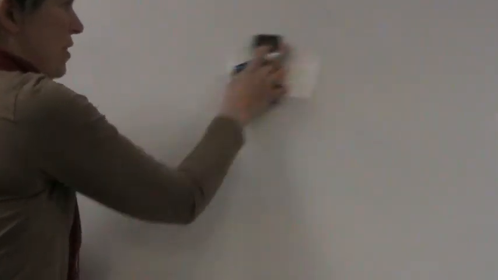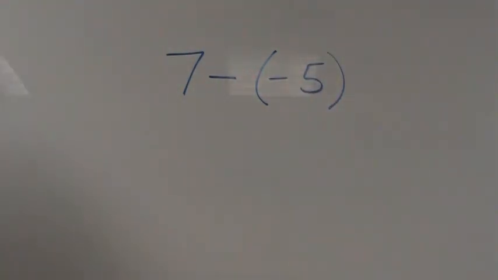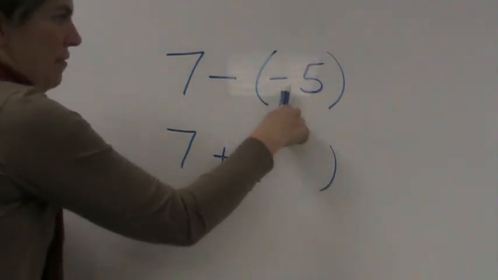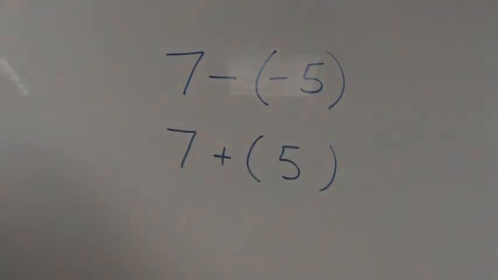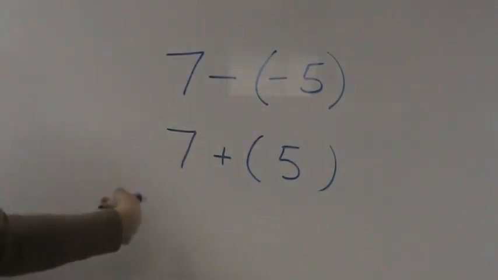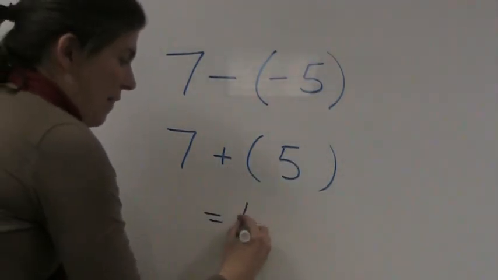Now what about when I want to subtract a negative number, as in the example 7 minus negative 5? Now whenever we subtract, subtraction is the same thing as adding the opposite. So I can rewrite this as adding the opposite, and the opposite of negative 5 is a positive 5. So I can change this problem around. Instead of having subtract a negative number, I can add a positive number, and it's a lot easier to work with. Now I simply have 7 plus 5, and that equals 12.